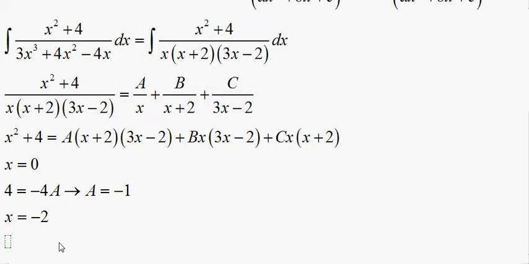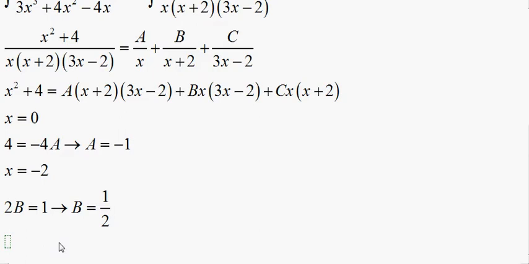So now if we make x equal to negative 2, this first term goes away, this third term goes away, and we have negative 2B, and then we have 3 times negative 2, which is negative 6, and then negative 6 minus 2, which is negative 8. And that equals negative 2 squared is 4, 4 plus 4 is 8, so the negatives cancel, and the 8's cancel, so that means that B is equal to 1/2.